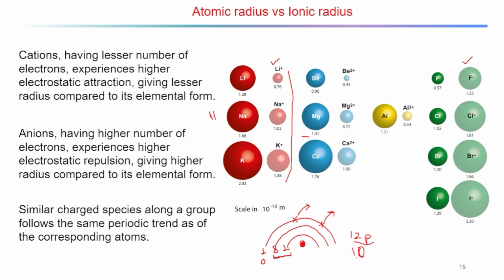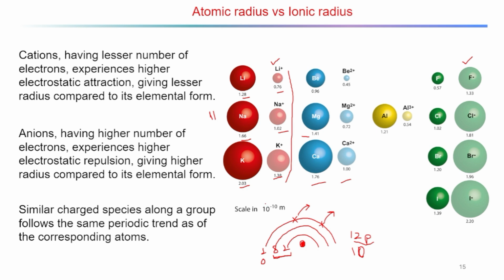So we can see the number of protons is more, the number of electrons is less. So the attraction towards the nucleus for each electron will increase, and that decreases the size. That's why cations are always smaller in size compared to their elements. You can see in case of lithium, the size is more compared to lithium plus. The sodium size is more compared to sodium plus. Potassium size is more compared to potassium plus. And these are given in 10 to the minus 10 meter.